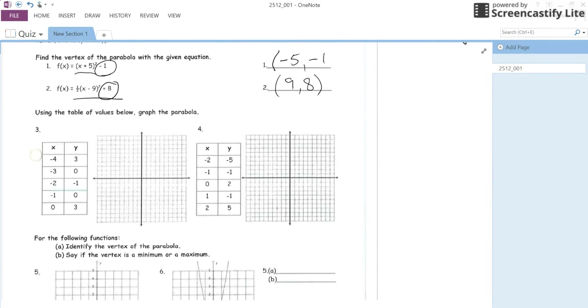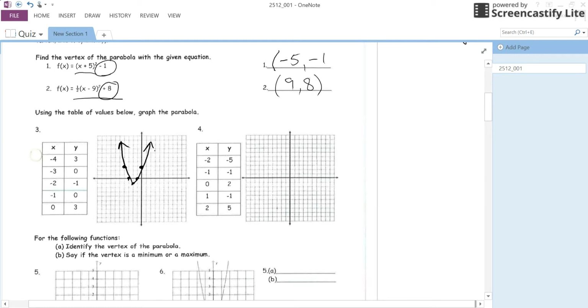Okay, let's look at number 2. All right, so using the given values, graph the parabola. So I'm just going to take -4, 1, 2, 4, up 3, plot a point, then -3, 0, -2, -1, -1, 0, 0, 3, -1, 0 also. Okay, so then I can go ahead and graph my parabola.